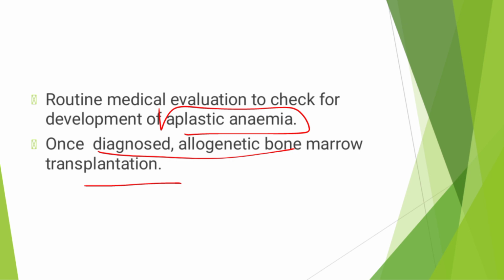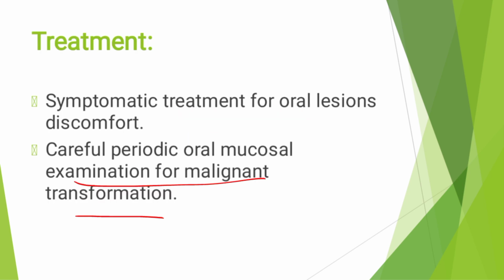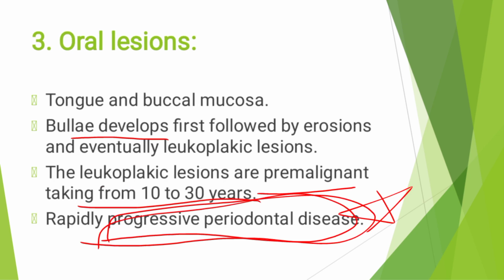So with this we have come to the end of this topic. We have studied the reticular pattern of hyperpigmentation. There were dysplastic changes of the nails, aplastic anemia, and thrombocytopenia, which appears first; 70% of patients suffer from aplastic anemia. Bulla formation is also present, and then leukoplakia is present, and periodontal diseases are also present.